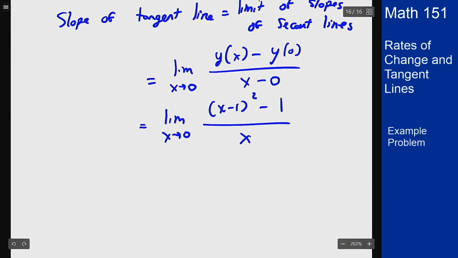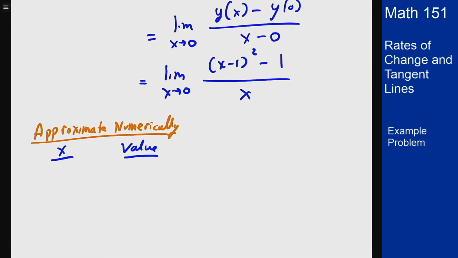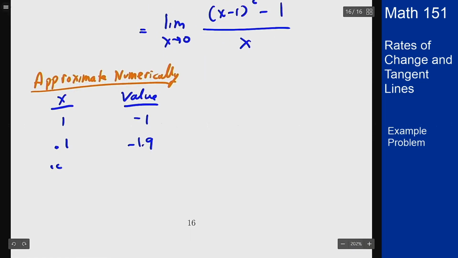I can approximate numerically. If I do that, I'll get the following. So if I plug in x equals 1, I'm going to get minus 1 just by plugging into that expression there. If I plug in, say, 0.1, I'm going to get minus 1.9. If I plug in 0.01, I'm going to get minus 1.99. And so it looks like this is heading towards minus 2.